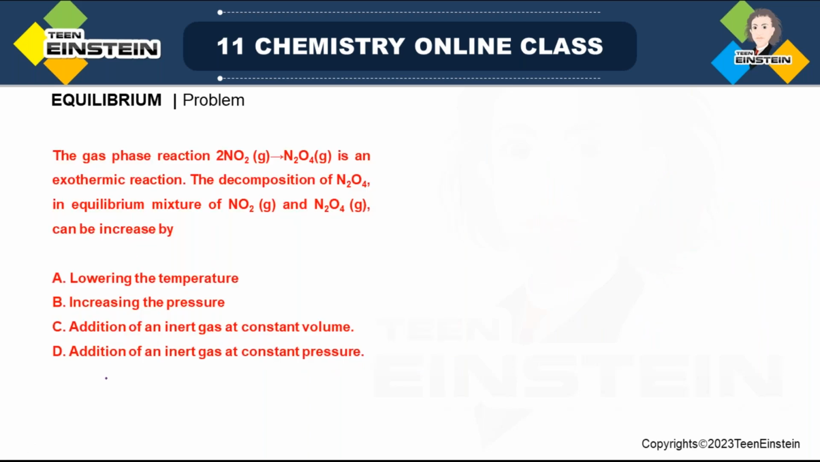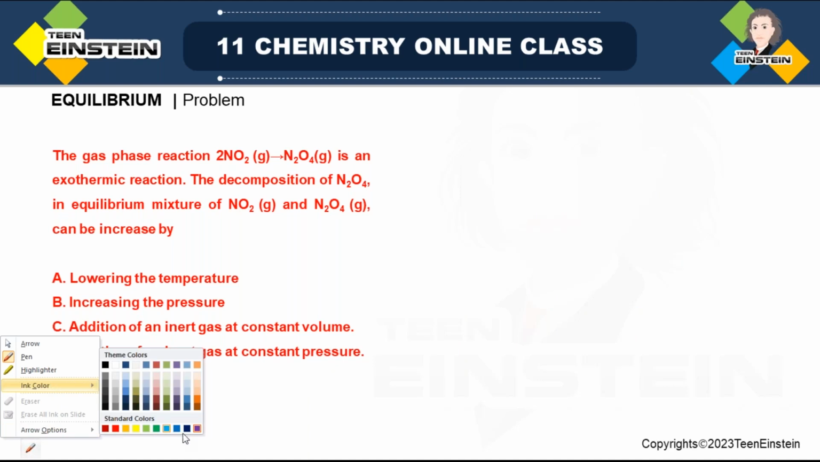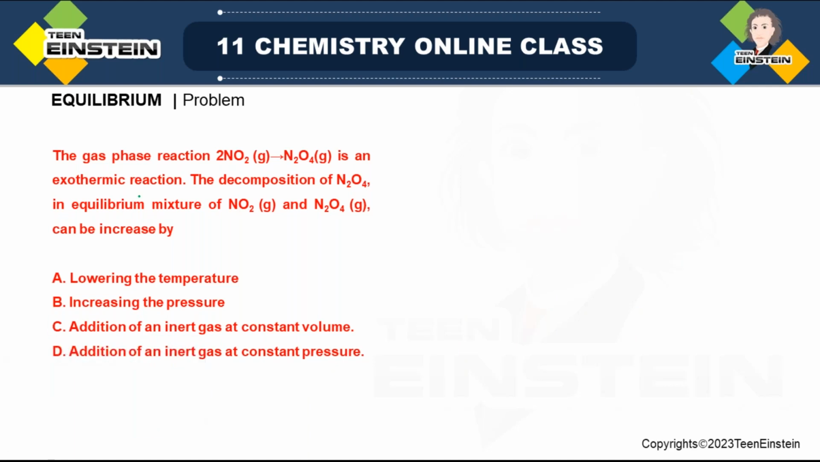Next question. Here we have the reaction, a gas phase reaction, 2 nitrogen dioxide molecules giving N2O4. It is basically the reverse of the reaction in the previous case, which you have seen. So that is why it is also written here, it is an exothermic reaction. Equilibrium sign is not there, but it is already mentioned, it is an equilibrium mixture. So gas phase reaction, 2NO2 equilibrium N2O4, it is already mentioned exothermic.